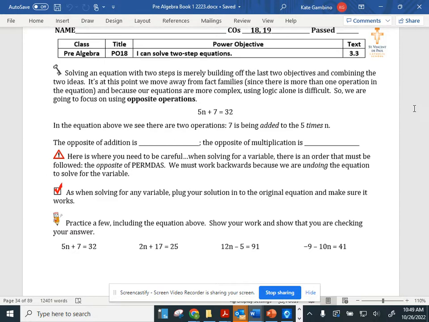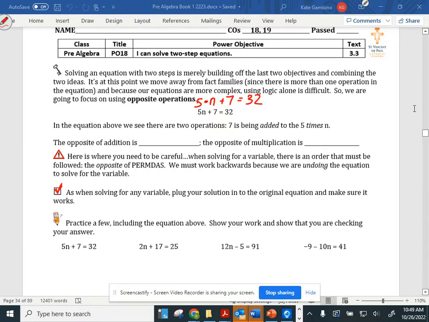So 5n plus 7 equals 32. In the equation above, we see there are two operations. 7 is being added to the 5 times n, because remember, when we have that number next to our variable, it means we are multiplying. They don't show the multiplication symbol, but we know that's the operation happening. So we have our two operations, 5 times n plus 7 equals 32.